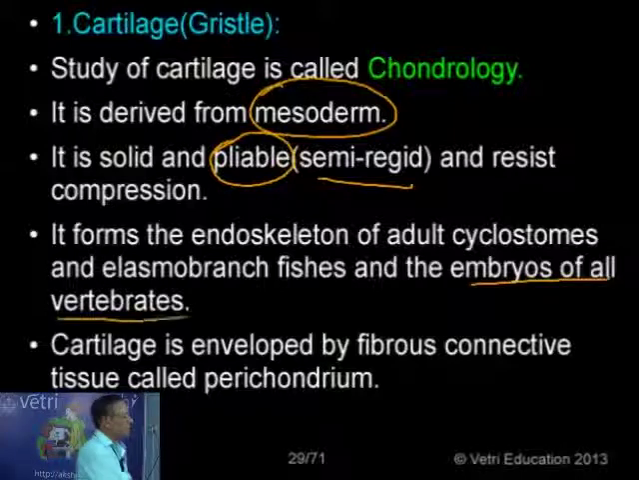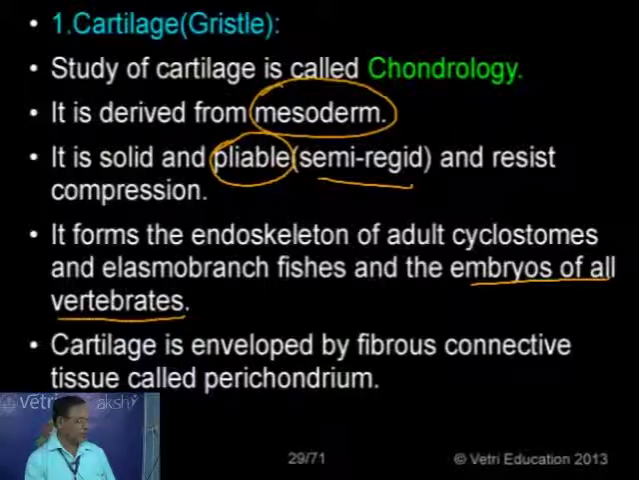So it is a skeleton of the adult cyclostomes, the adult elasmobranch, and the embryos of all vertebrates. You have only the cartilage as the endoskeleton. And in all cases, even the bone, it is being surrounded. So any structure, any organ has normally been surrounded or covered by a membranous covering. Here also the cartilage is covered by a fibrous connective tissue. There is an outer envelope made up of fibrous connective tissue.